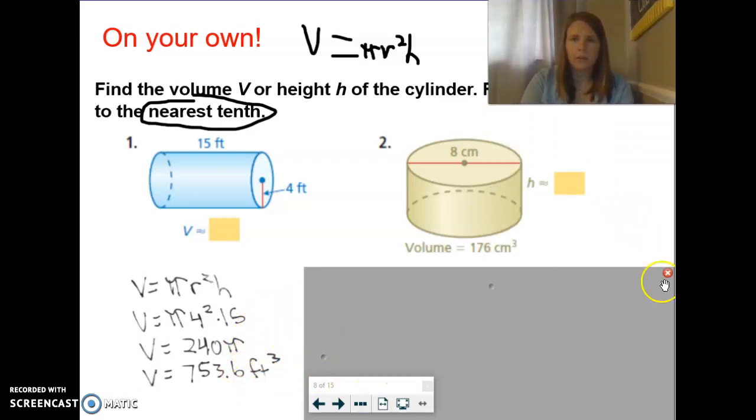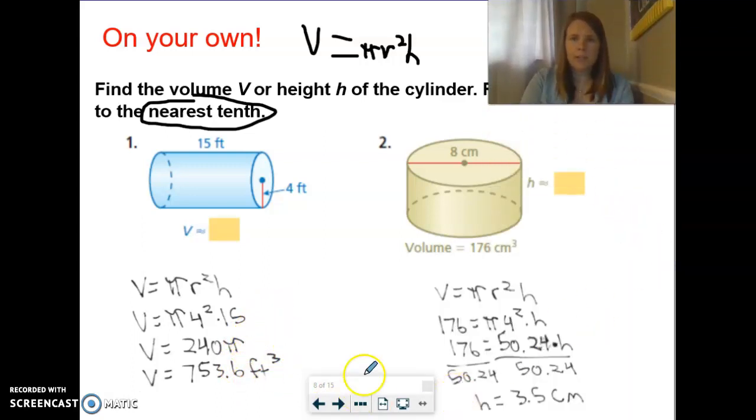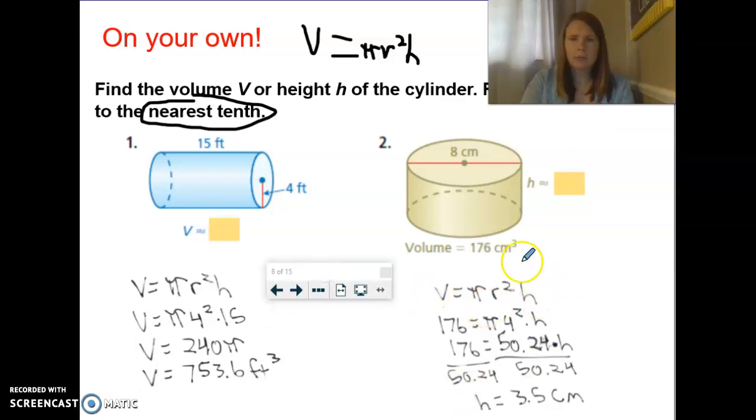Okay. Problem number 2 here was a lot like example number 2. I'm throwing it into the formula, and this time I'm looking for the height. So I'm plugging in the volume 176. Multiplying it by the radius. You were given a diameter again, so you had to cut it in half or divide it by 2 to get the radius, which is 4.